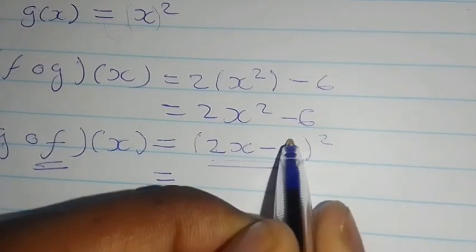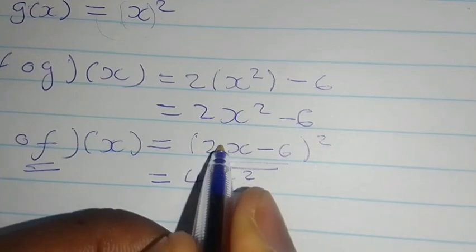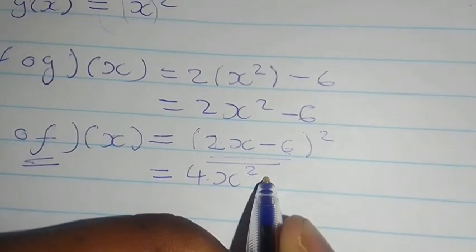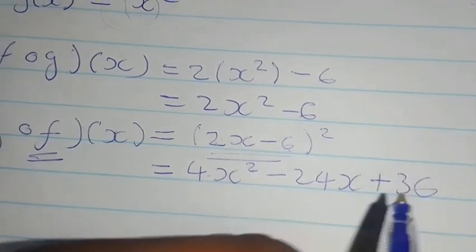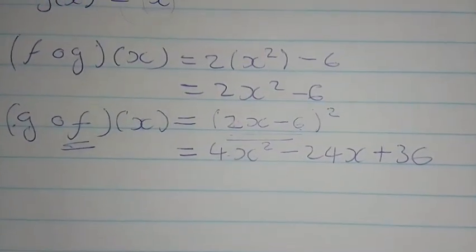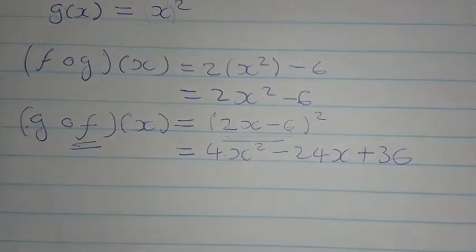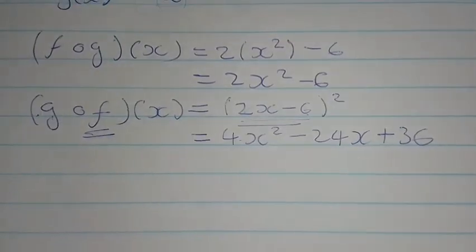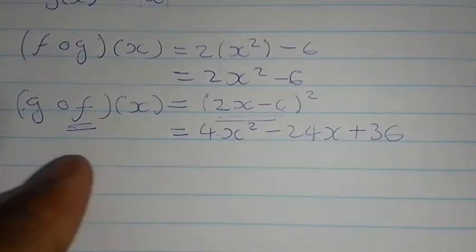Then we'll have 2x minus 6 squared, which if you expand, you'll have 4x squared. 2 times negative 6, that's minus 12. Multiply that by 2, you have minus 24. So you have minus 24x plus 36. So that's g compo f. And this is f compo g. That's how you can deal with composition of functions.